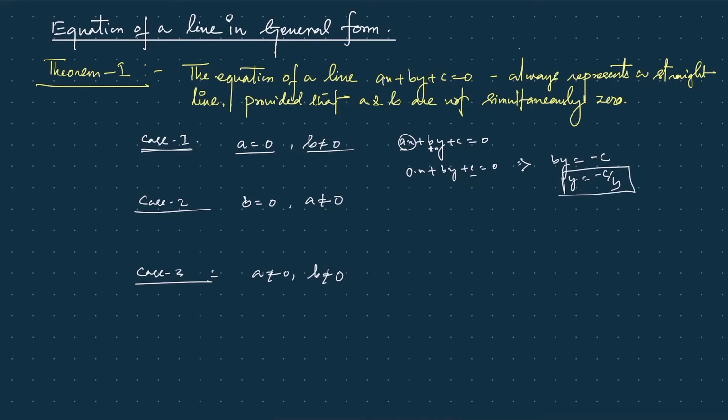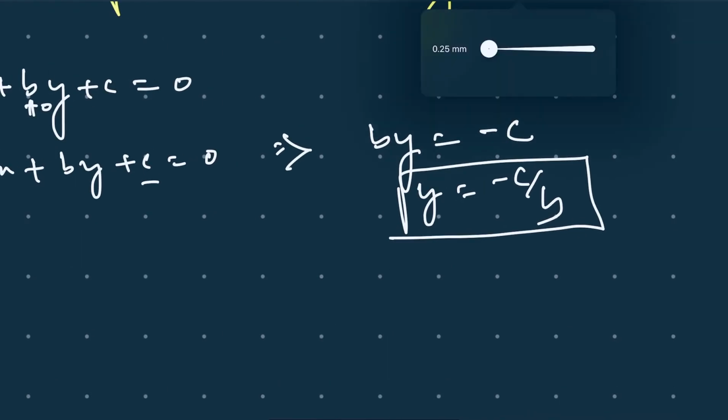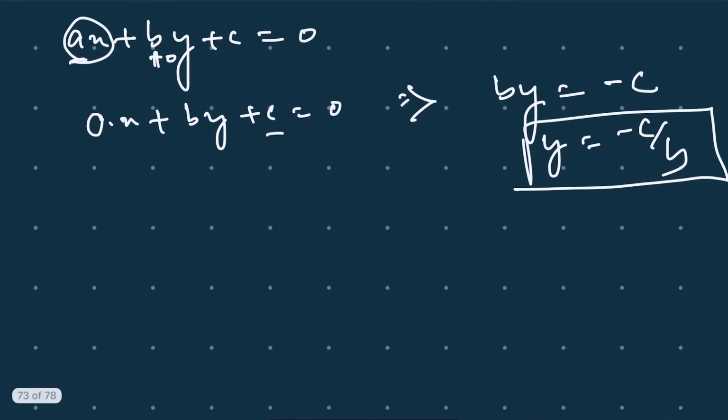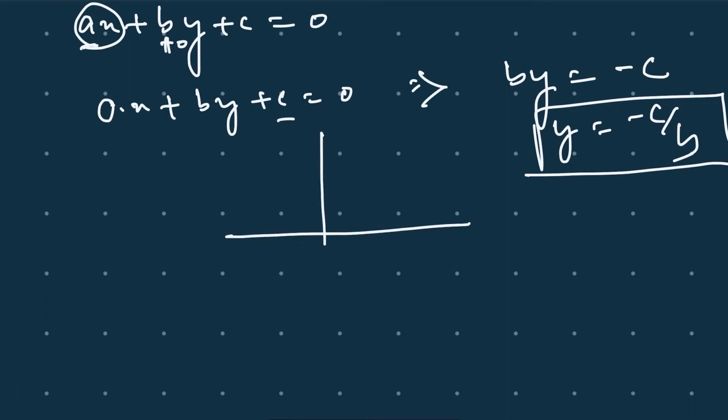What does it mean? Suppose this is a rectangular coordinate plane. If y is equal to minus c by b, this is the y axis and this is the x axis. Then y equal to minus c by b means downward, it is negative. Suppose here it is, this will be minus c by b. So this line will be parallel to the x axis.